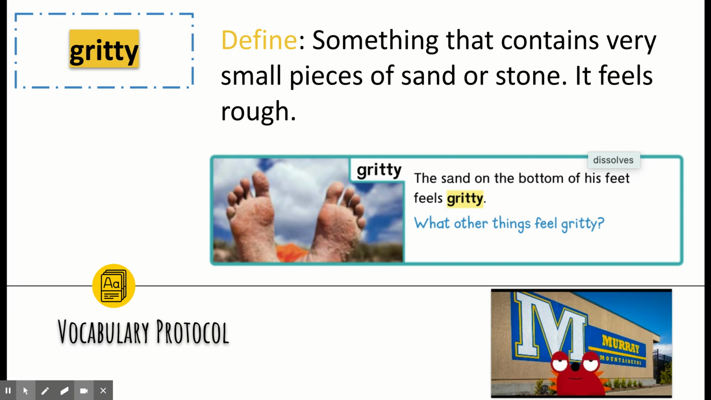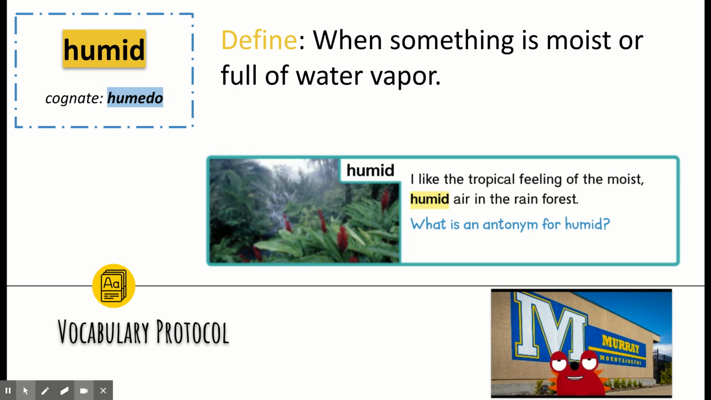Okay, moving on to the next word that you already saw. It's humid. Say it out loud. Humid. When something is moist or full of water vapor, it is humid. So moist is kind of wet. In the example sentence, I like the tropical feeling of the moist, humid air in the rainforest. Humid.